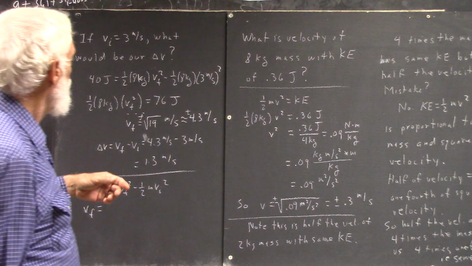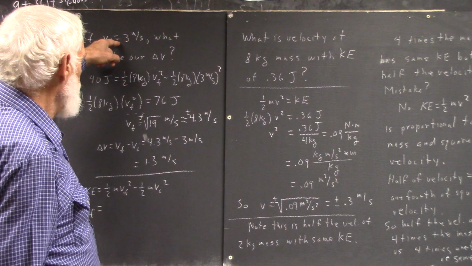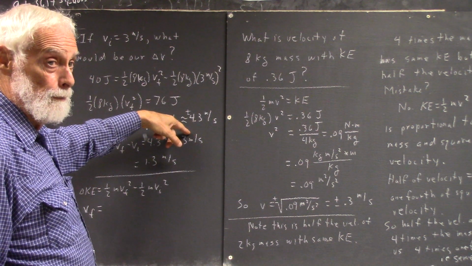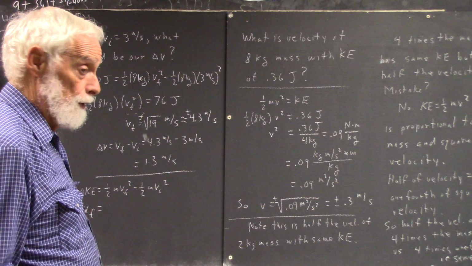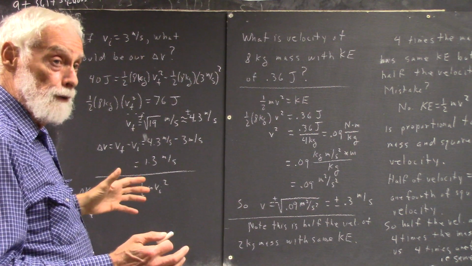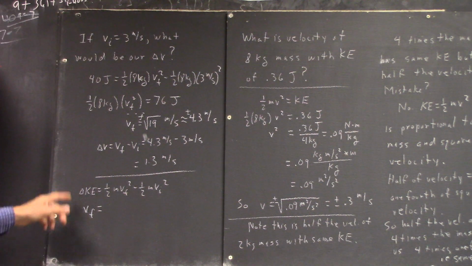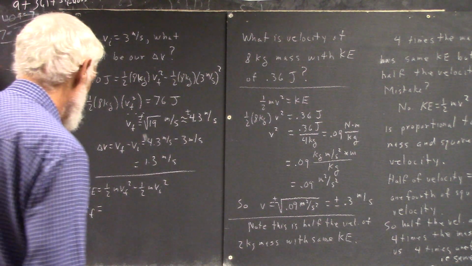If we went from 3 meters per second to negative 4.3 meters per second, the kinetic energy would be the same. Change of kinetic energy would be the same, but we'd have a much bigger change of velocity, wouldn't we? So that's something that's also worth pondering. But let's go to the nonlinearity thing here we're trying to get at.